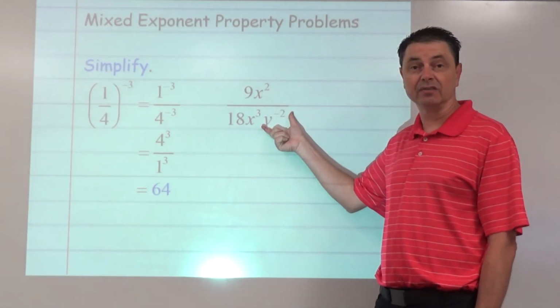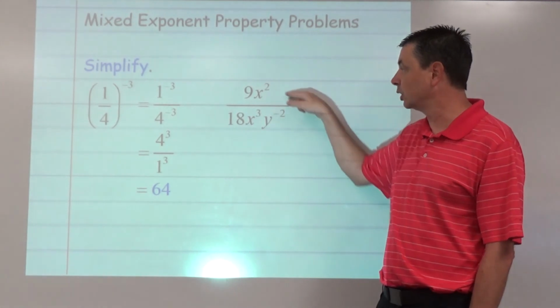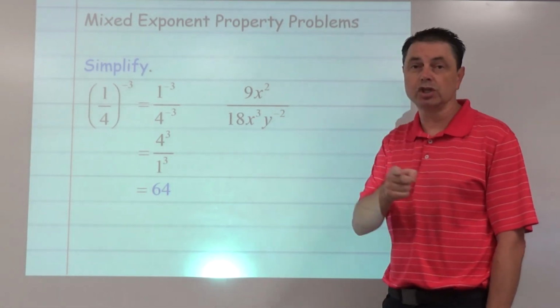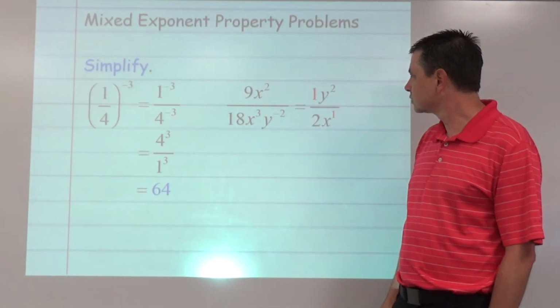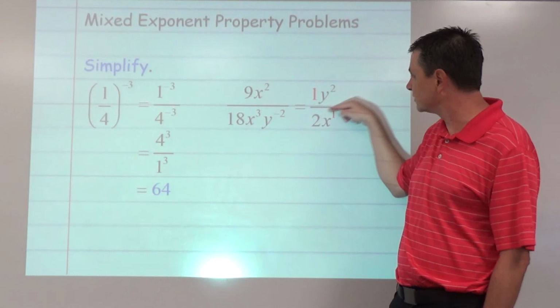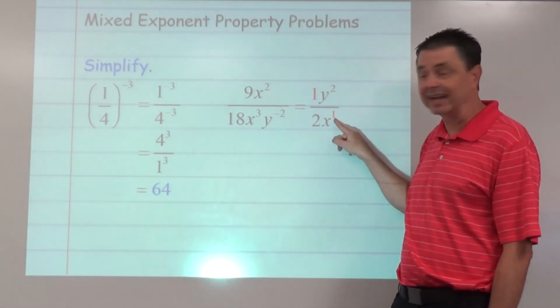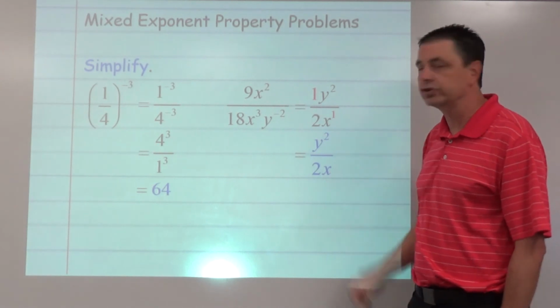Here we've got a negative exponent. That's going to mean level change. So the y's are going to change level. They're going to go to the top. Exponent changes to become positive. So now, I don't think we really need the 1 here, because we do have something on top, and we don't need an exponent of 1. So our final answer could be y squared over 2x.